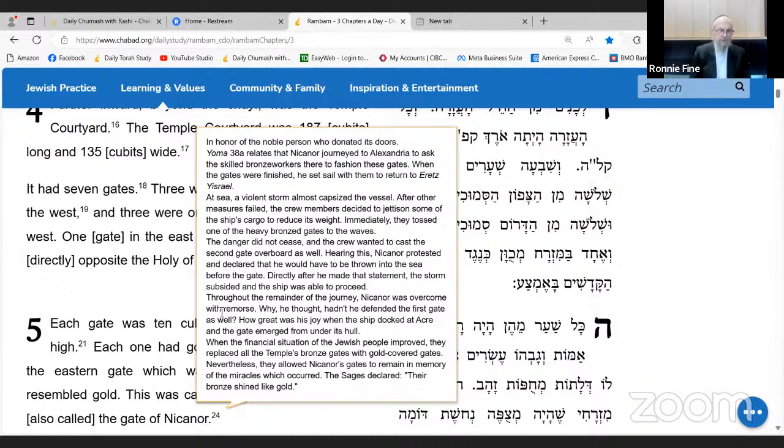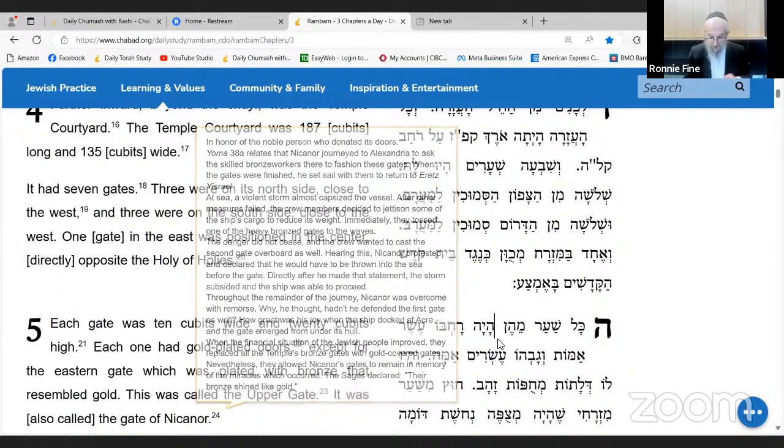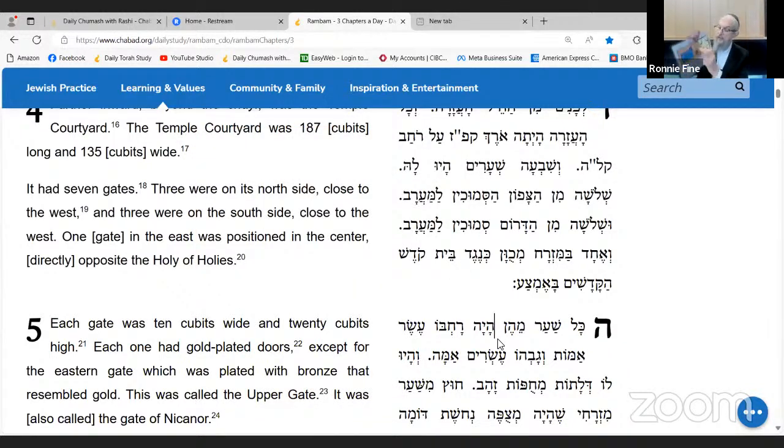When the fiscal situation of the Jewish people improved, they replaced the temple's bronze gates with gold-covered gates. Nevertheless, they allowed Nicanor's gate to remain in memory of the miracles which occurred. And the sages declared that its bronze shined like gold. That's this gate again over here, which is leading into, here's the altar.